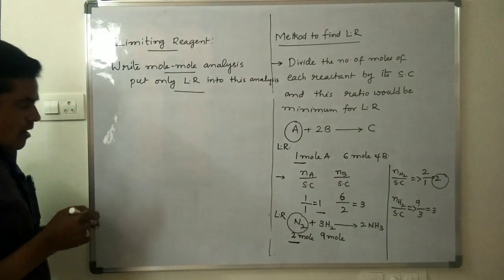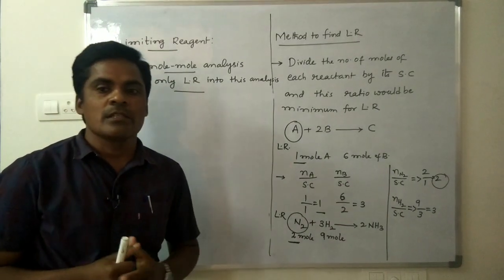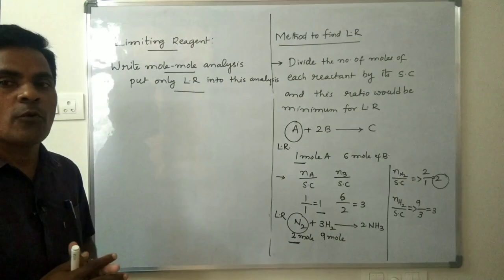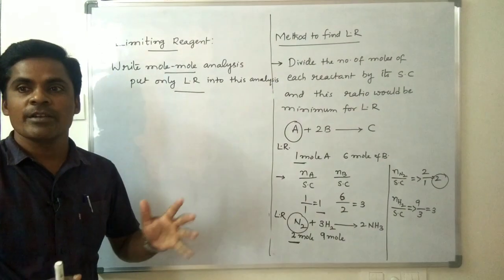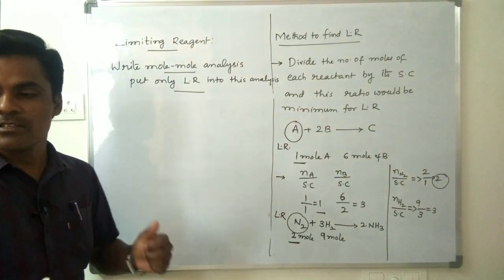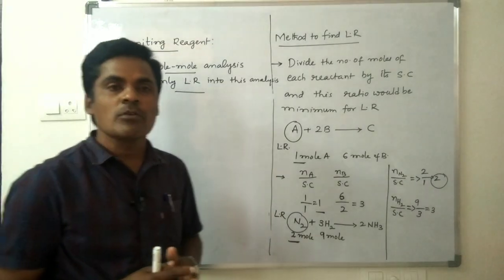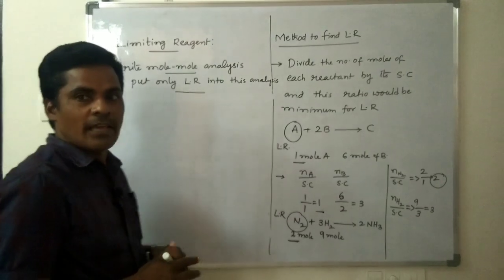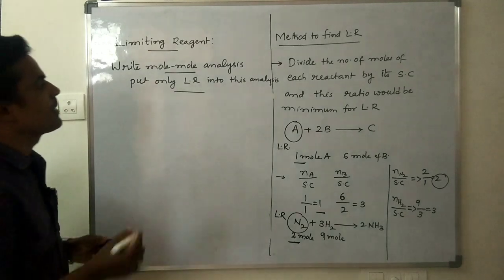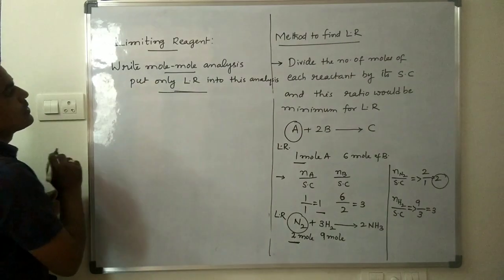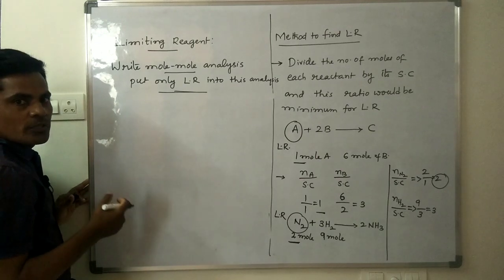It means the limiting reagent limits the amount of product formed during the reaction. So the limiting reagent limits the amount of product formed during the reaction. So how much product is formed during the reaction?